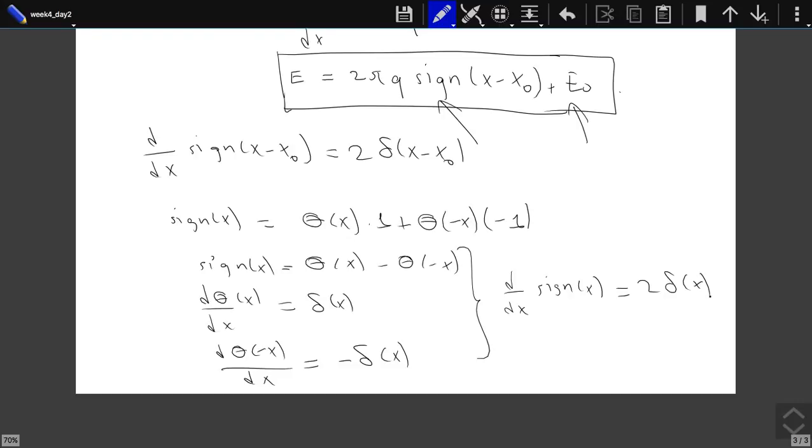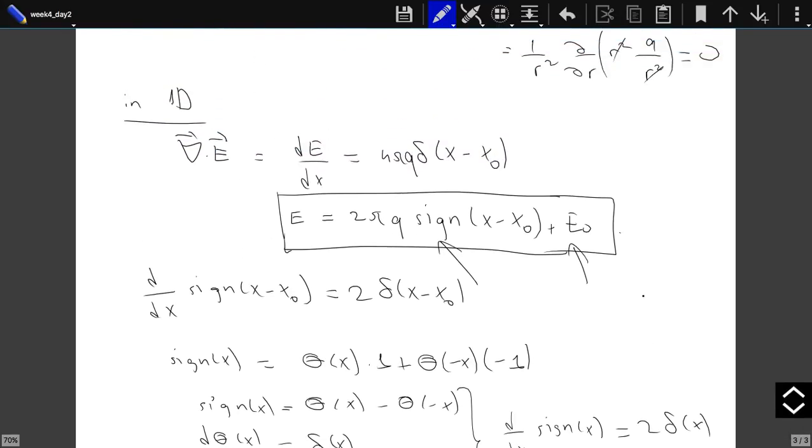The theta function is constant everywhere, so its derivative is 0 almost everywhere except at a point, and at that point it makes a jump of 1. That's why the derivative of the step function is Dirac delta, and of the sign function is twice the Dirac delta. So basically, if you look at this expression, the electric field is uniform in one dimension. On one side it is in the plus direction, on the other side it is minus, but it's uniform.